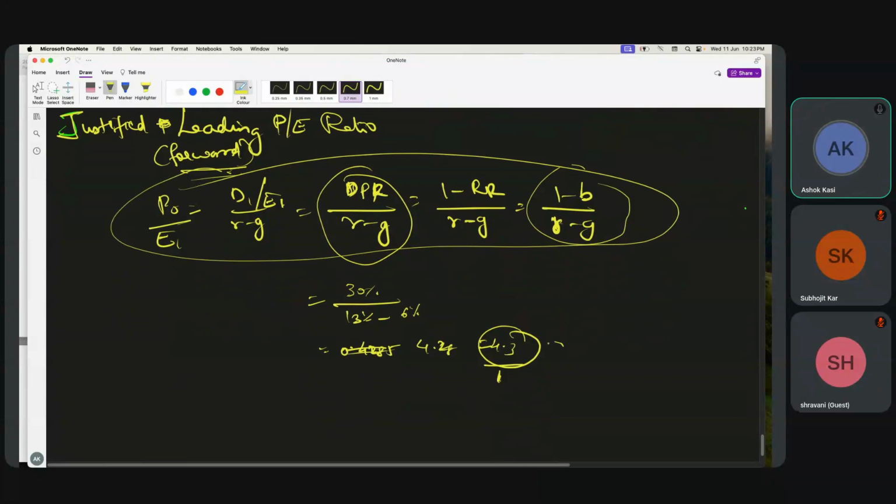Now you have to compare it with other similar company stocks and find out whether it is undervalued. Suppose other companies in the same industry are trading at 7 for earning 1 rupee, then this is undervalued. So this is 4.3.